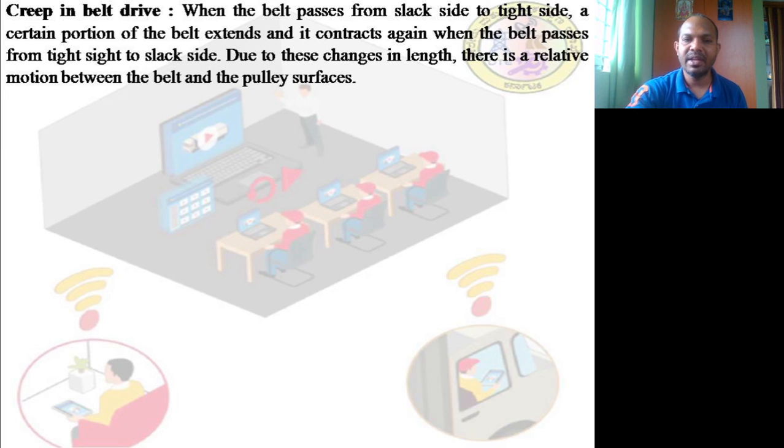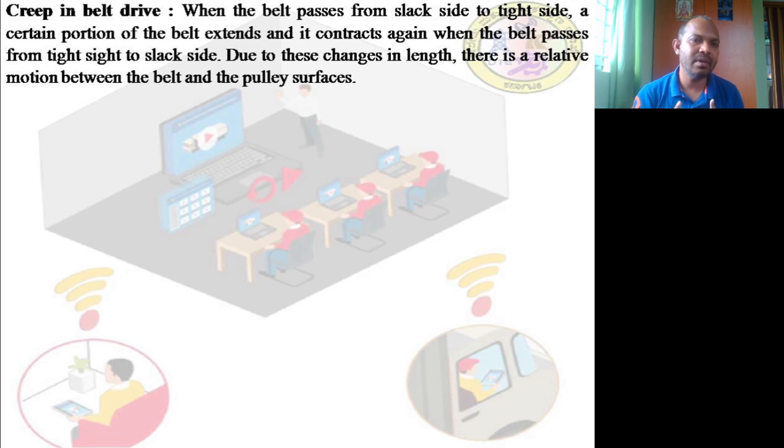If you compare this with slip, slip is nothing but an insufficient frictional grip. Whenever the belt doesn't get sufficient friction with the pulley surfaces, it will slip out. That is what we call slip. It is because of insufficient frictional contact that slip occurs between the driver or driven pulley and the belt. The motion of the belt relative to the driving or driven pulley due to the unequal stretching of the two sides of the drive is known as the creep.